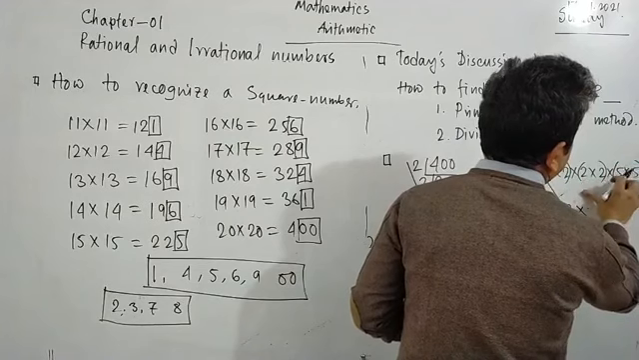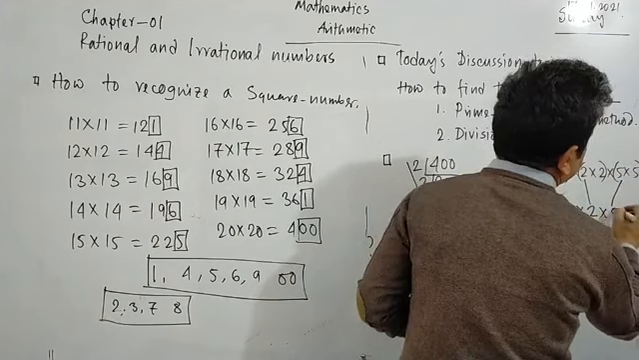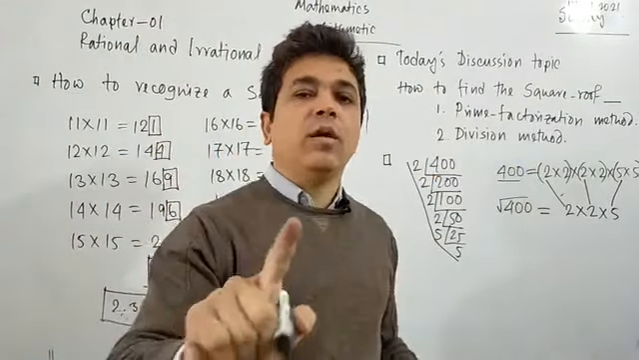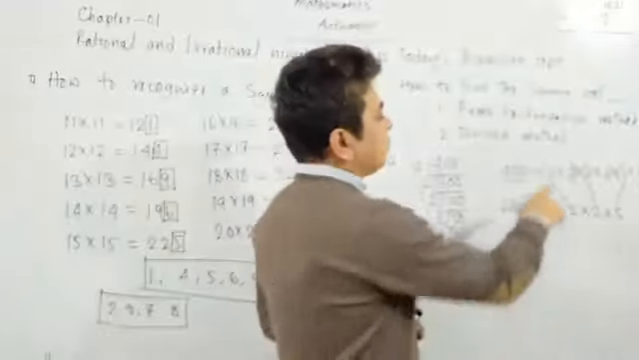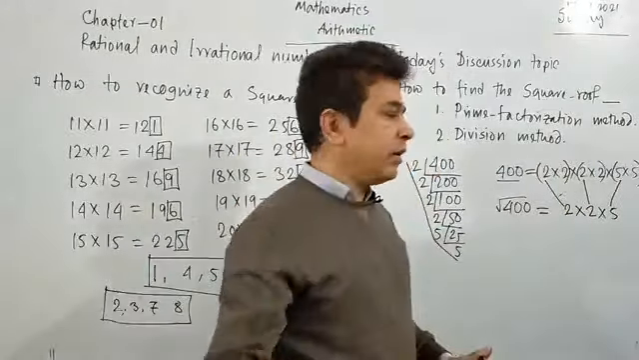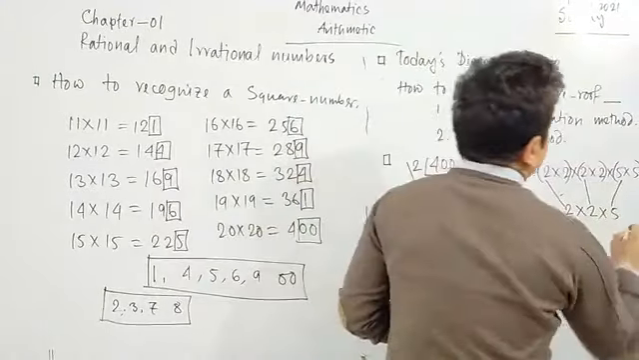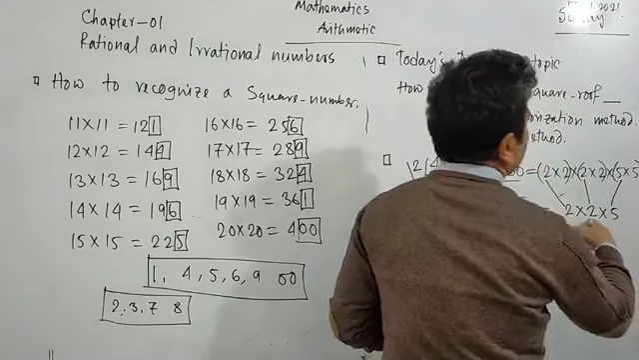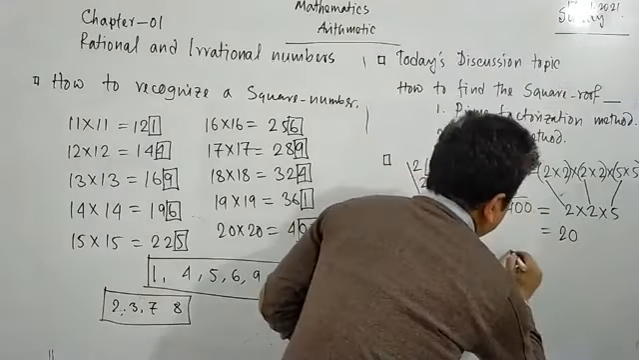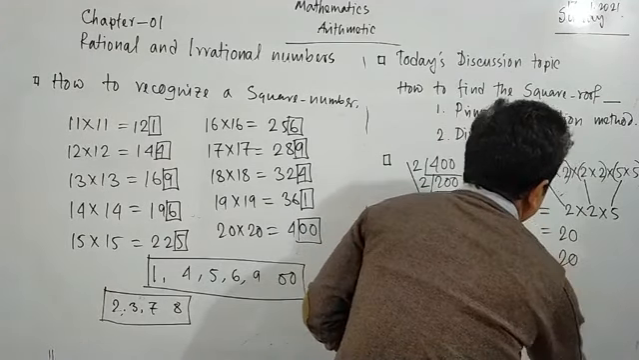I hope all of you get the point. And another one we have taken from this one. From every single pair we are counting just one, not the whole pair. From the first pair we have taken one, from the second pair another one, and from the third pair one. So 2 times 2 is 4, 4 times 5 is 20. Therefore the square root of 400 equals 20.